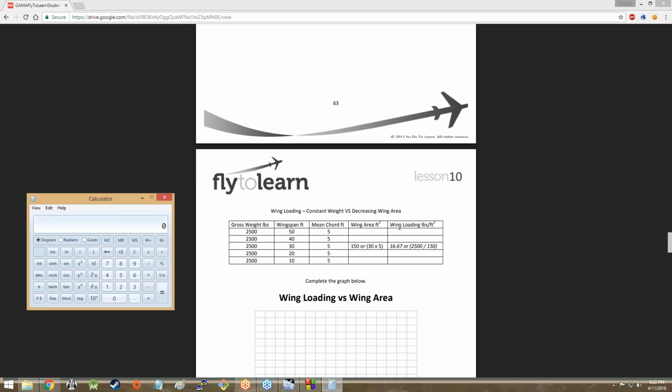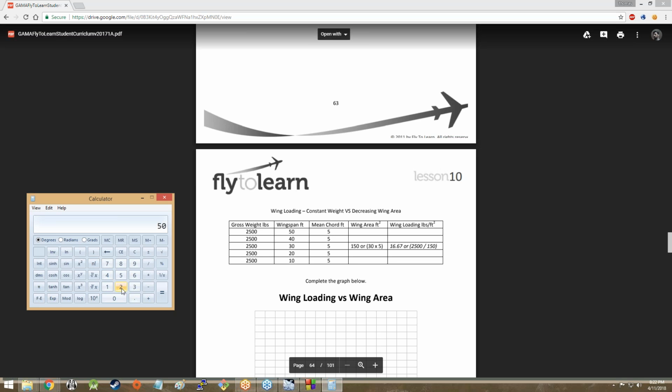it's pounds divided by feet squared, right? So we need to figure out the surface area, which is in feet squared, which means that we need to multiply the wingspan times the mean chord. So 50 times 5 is equal to 250. Let me write that in here, 250. And then 2,500 divided by 250 is 10. So the wing loading in this case is 10 pounds per square foot. Each square foot of wing is responsible for lifting 10 pounds of weight.